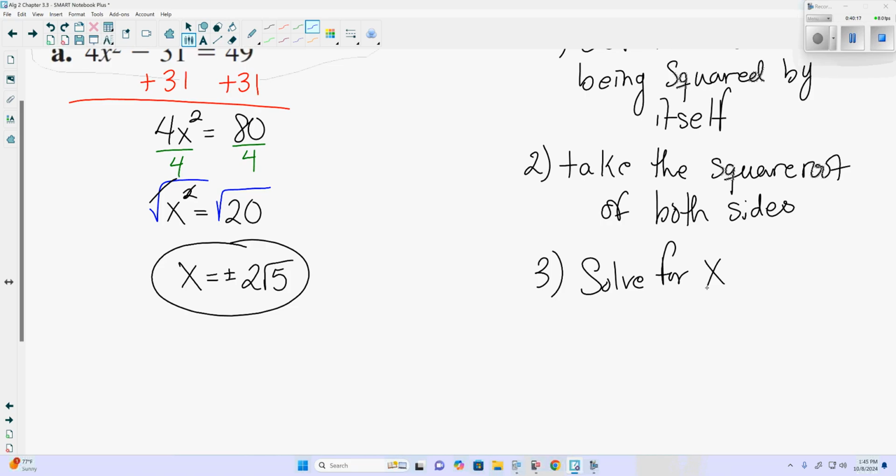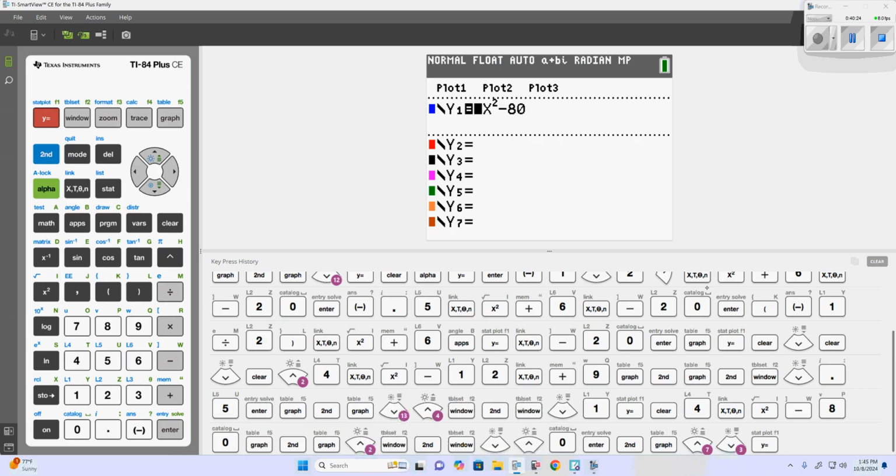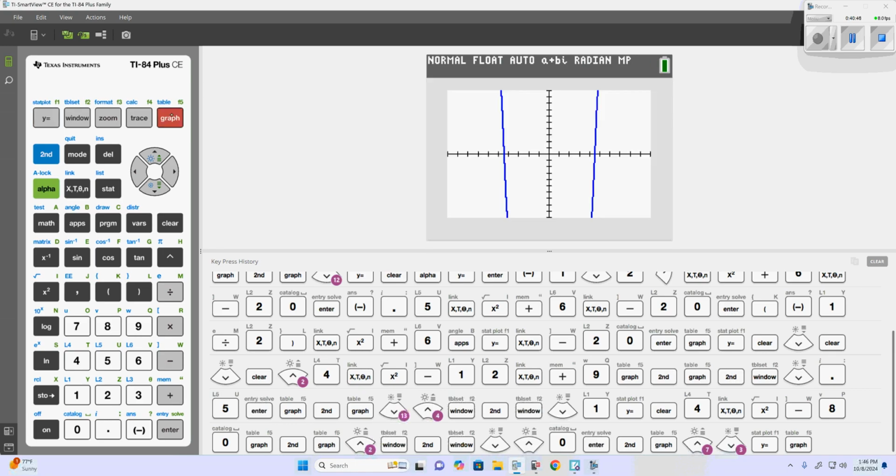Do you want to see a nice little trick? Grab the graphing calculator. So I already have this typed in. Go on and hit y equals 4x squared minus 80, because that's what we got it equal to 0. And once you get it typed in, hit graph. We do get this here. Yes? Were we all able to get here?